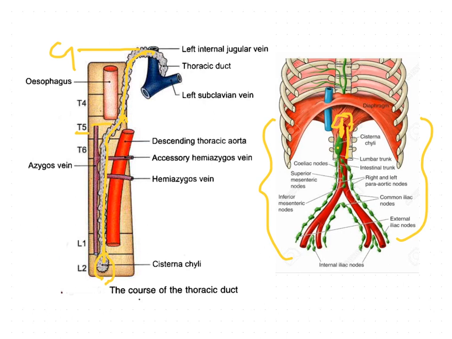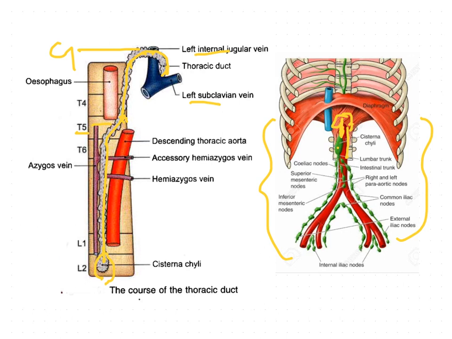Finally it descends in front of the first part of the left subclavian artery. So afterwards it is coming down and ends at the angle of junction between the left subclavian and the left internal jugular veins. So here in between them, this is the left internal jugular vein and the left subclavian vein. At that junction, this thoracic duct opens.